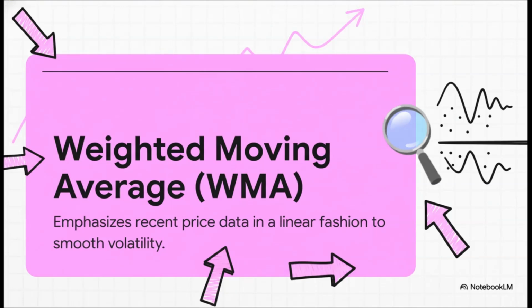Next, we have the weighted moving average, or WMA. Think of it as a cousin to the EMA. It also prioritizes recent data, but it does it in a linear, more gradual way. The magic here is that it helps smooth out some of that crazy market chatter, giving you a cleaner signal without being too slow to react.